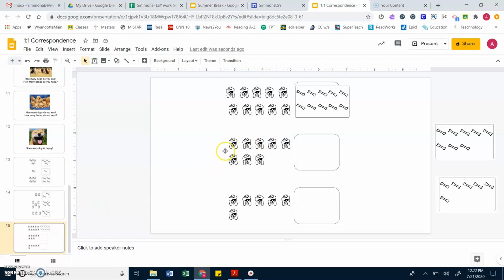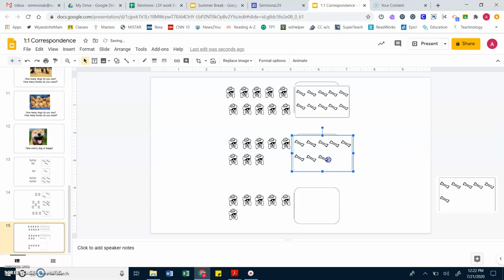All right, our next one. 1, 2, 3, 4, 5, 6, 7, 8. So we need to find the picture that has 8 bones. Let's look at this first one. 1, 2, 3, 4, 5, 6, 7, 8. Okay, we said 8 dogs, which means 8 bones. So there are 8 dogs here, and there are 8 bones here, enough for each dog.